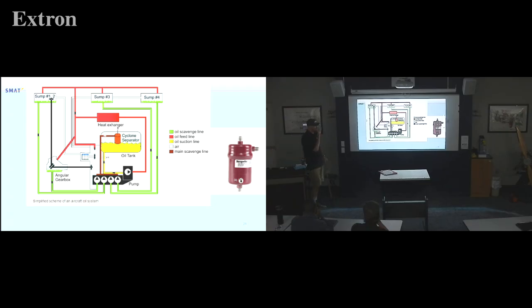Now that one is a standalone. This image shows a whole turbine system with your sumps and stuff, and they've put your cyclone oil separator right inside the oil tank. So that's kind of cool. It might be a standalone outside, it might be inside the oil tank. They do a lot of different things, but questions come up with that, so you've got to understand what a cyclone oil separator does and how they work.